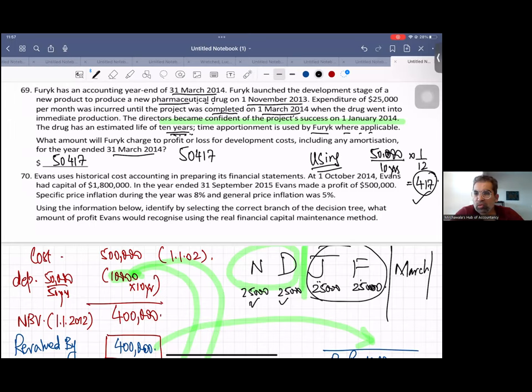Did anybody solve this question? Somebody is asking why we don't take 2 months depreciation. Because the production started on 1st March and the year end is 31st March. So from 1st March to 31st March, only 1 month, my dear student.